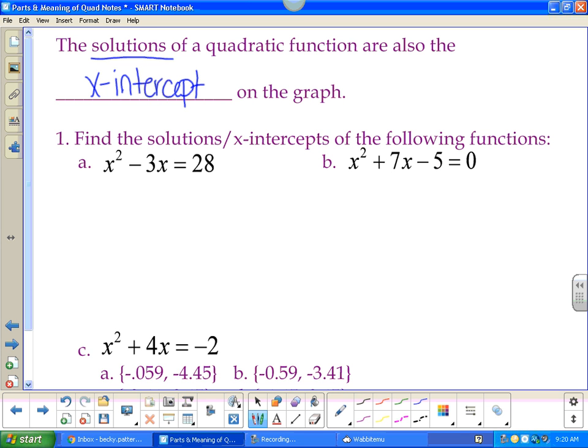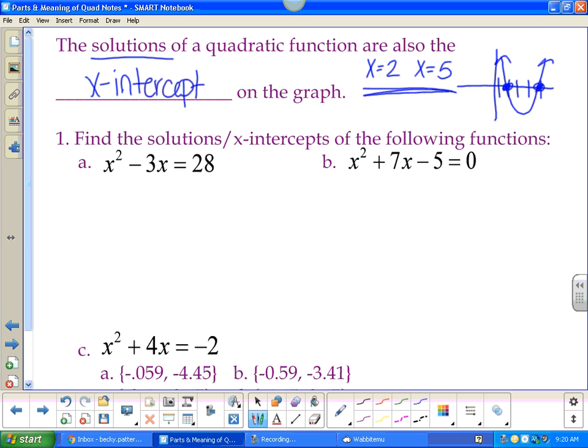So if you were to solve a quadratic and get, I don't know, x equals 2 and x equals 5, then you know that that quadratic function crosses the x-axis at 2 and 5. So the solutions are also the x-intercepts. So find the solutions and the x-intercepts of the following functions.